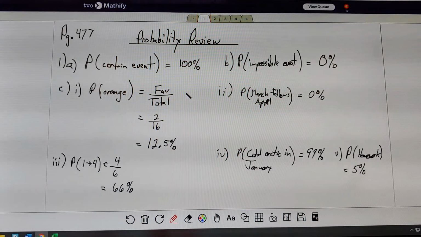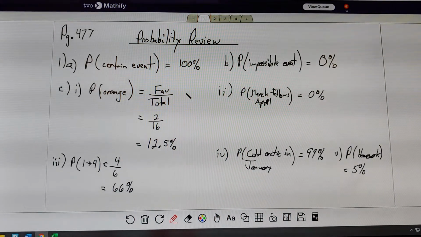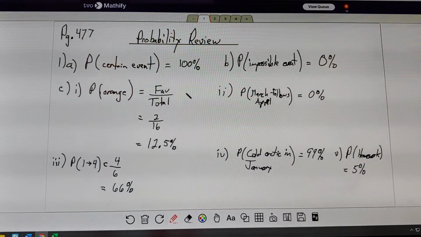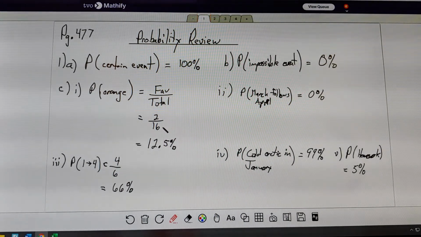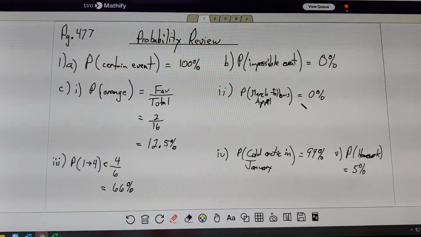Next, we're asked to estimate or calculate each of the probabilities. So Chris yanked an orange out of a basket that contained 2 oranges, 6 apples, and 8 peaches. So it's for probability of an orange, favorable outcomes over total possible. There were 2 oranges out of a total of 16 pieces of fruit, 12.5%. For 2, it said March immediately follows April. Well, it doesn't, so 0%.